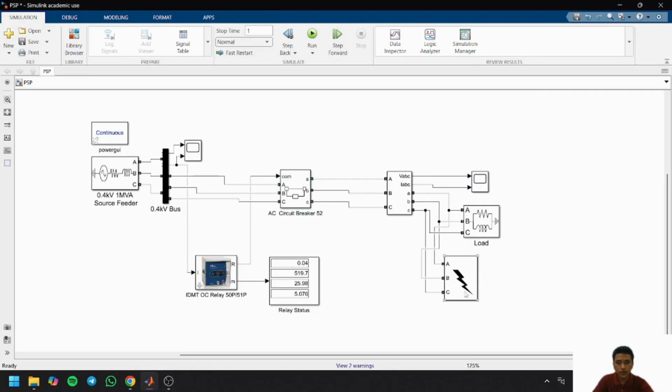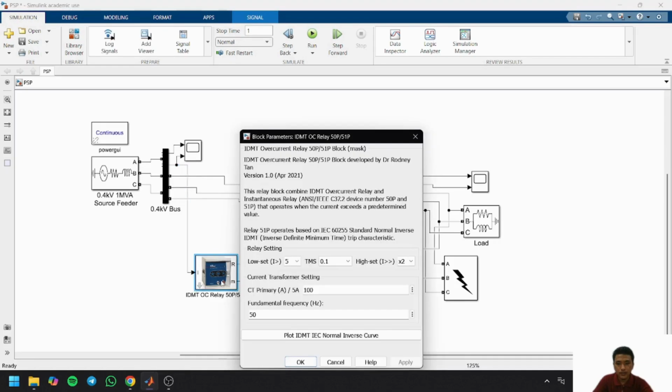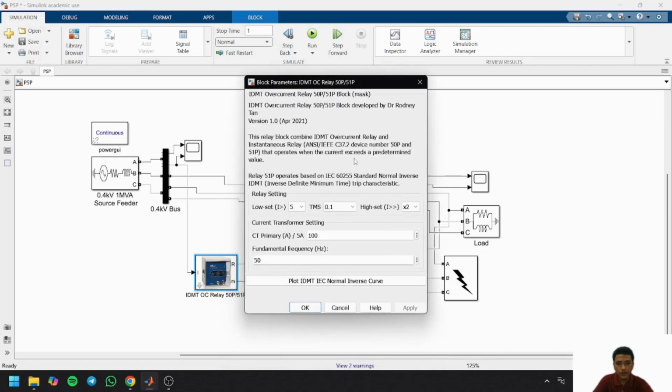This is the circuit after we added the overcurrent relay and circuit breaker into the system. Here is the IDMT overcurrent relay and the AC circuit breaker. The circuit breaker is controlled by the overcurrent relay that will send a trip signal to the circuit breaker. The OC relay is monitoring the current from this bus, and the setting here is the low setting is 5, the TMS is 0.1, and the high setting is 2 times the low setting. This OC relay is working on a CT with a 5 to 100 ratio.